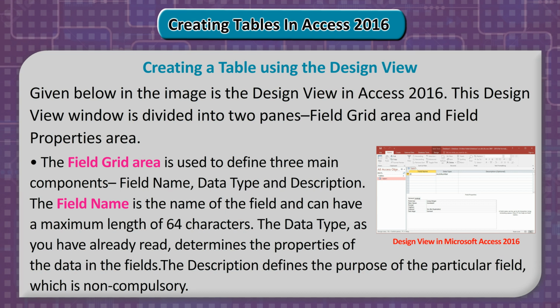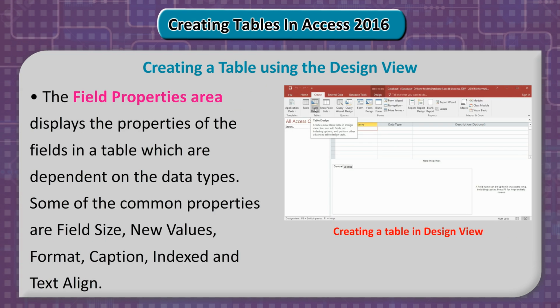The field name is the name of the field and can have a maximum length of 64 characters. The data type, as you have already read, determines the properties of the data in the fields. The description defines the purpose of the particular field, which is non-compulsory. The field properties area displays the properties of the fields in a table which are dependent on the data types. Some of the common properties are field size, new values, format, caption, indexed and text align.